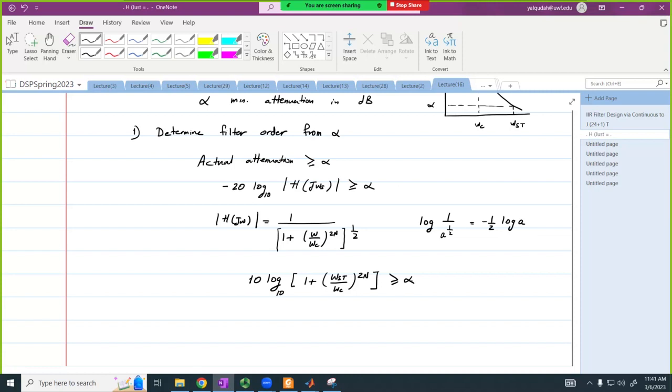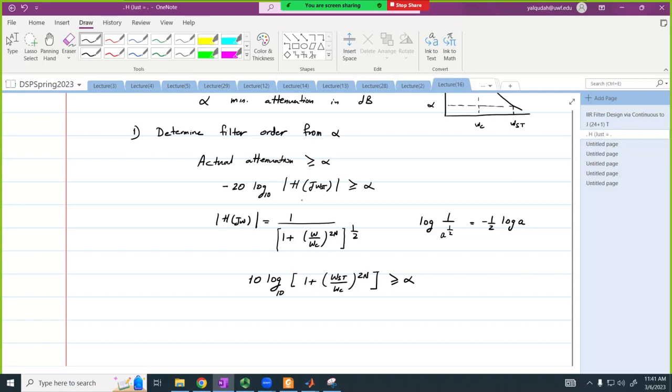Is it clear what we've done? We want that negative 20 log of h at omega stop to be greater than alpha. But here, this is in the denominator, so we're going to get a negative sign. There is 1/2 that is going to cause this to become, instead of 20, 10. So this is the same as saying 10 log 10 of 1 plus omega stop to the power of 2n greater than or equal to alpha.